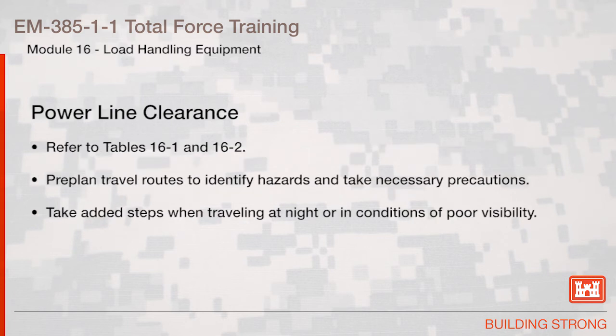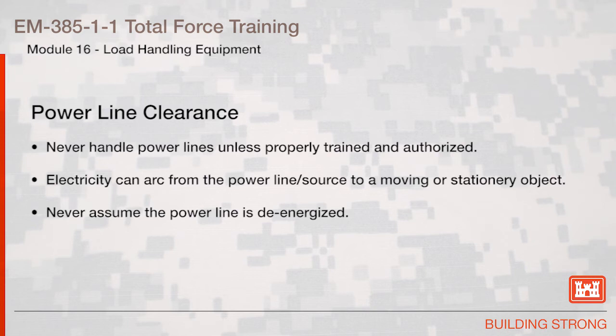For power line clearances, refer to tables 16-1 and 16-2. Pre-plan travel routes to identify hazards and take necessary precautions. Take added steps when traveling at night or in conditions of poor visibility. Never handle power lines unless properly trained and authorized. Electricity can arc from the power line or source to a moving or stationary object, and never assume the power line is de-energized.